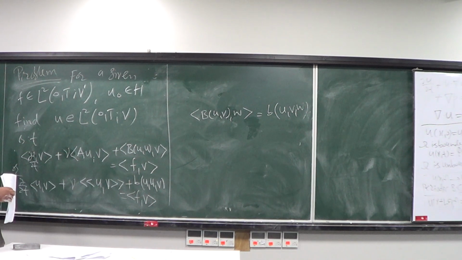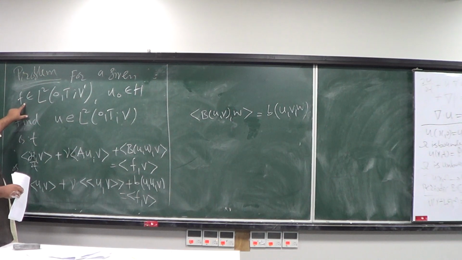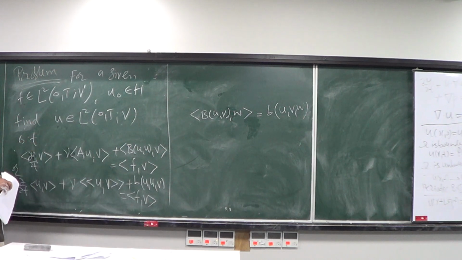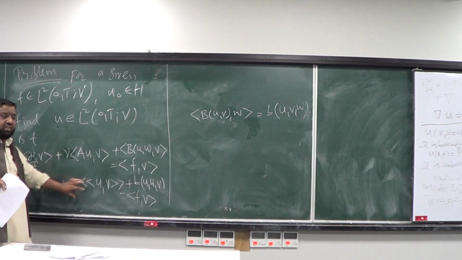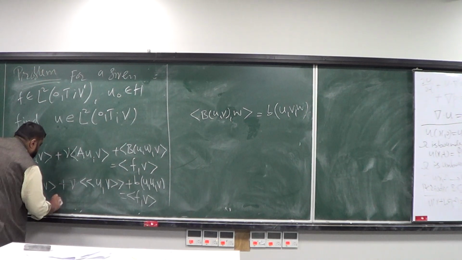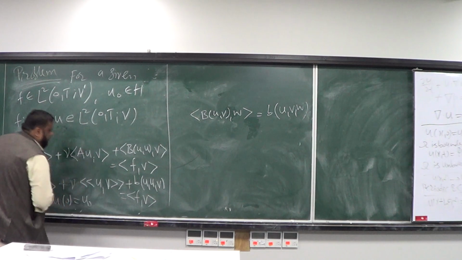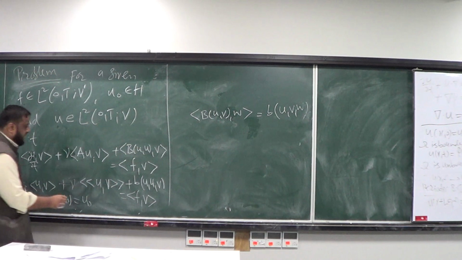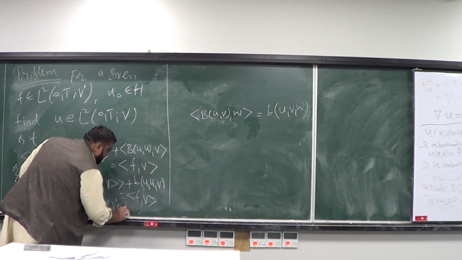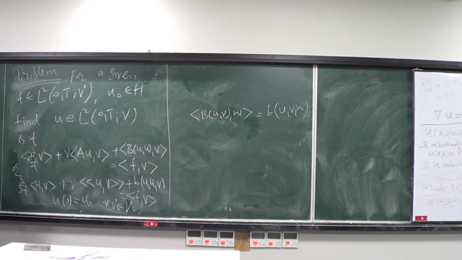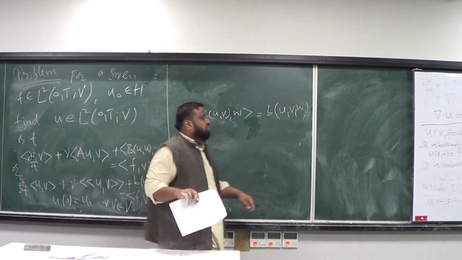What we would like to do is, for a given f and given initial condition u naught, find a u that satisfies this weak formulation of the equation, subject to the initial condition u(0) equal to u naught. The v's are from the space V, and you have to remember that this V could be different in different cases.